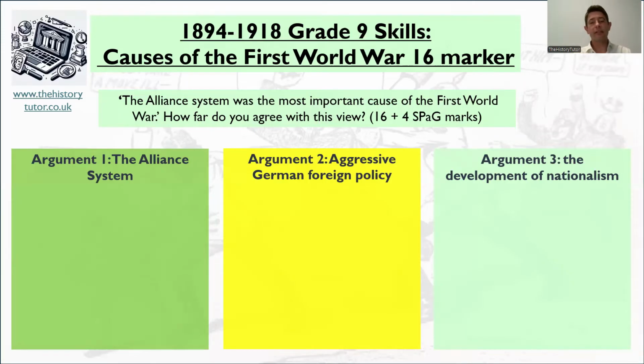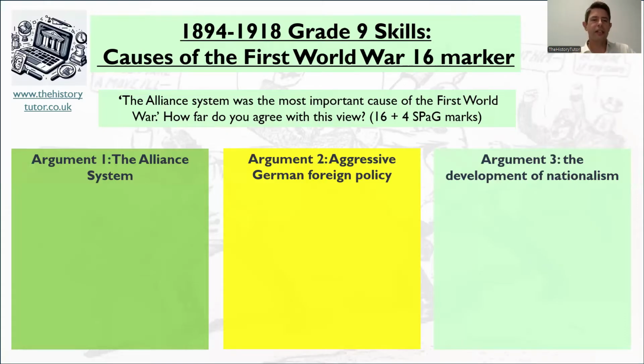So now start thinking about some knowledge. What would you talk about with the alliance system? How's the alliance system leading to war? What are the alliances? How does that alliance system lead to tension and war? Okay, what is the aggressive German foreign policy? How's that leading to war? And what areas of nationalism are there and how are they leading to war? So get some of your ideas. You can pause and list some of your ideas now as you start to plan your answer.